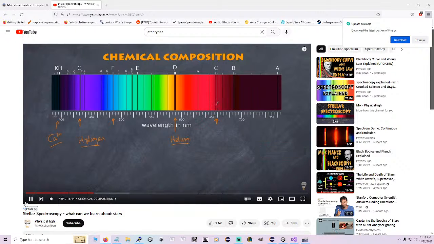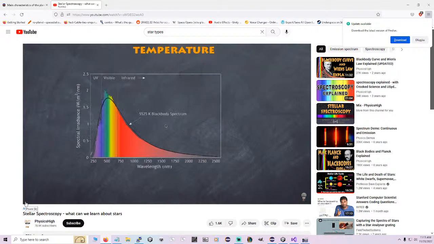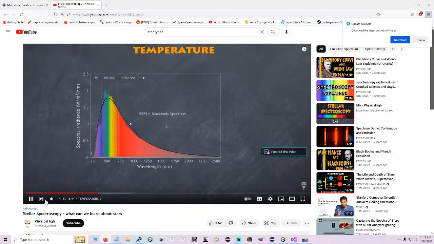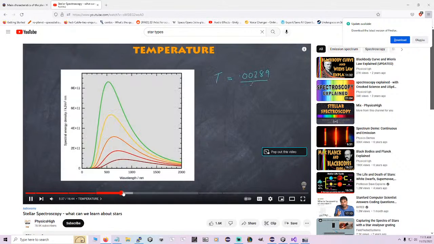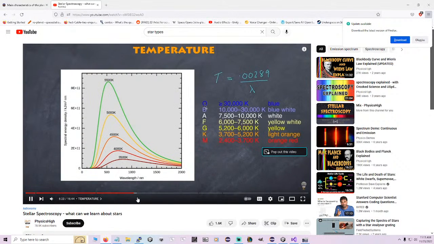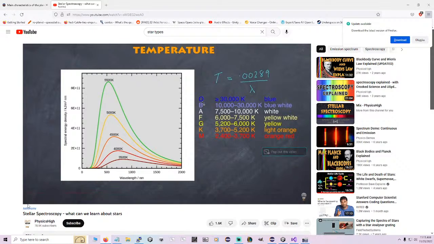Chemical composition of a star by simply analyzing its absorption spectrum. Super cool. Now, before we look at temperature from a spectroscopy perspective, we need to quickly look at what we refer to as a blackbody curve. And what this really represents is wavelength, you'll see this. And these spectral classes were developed.